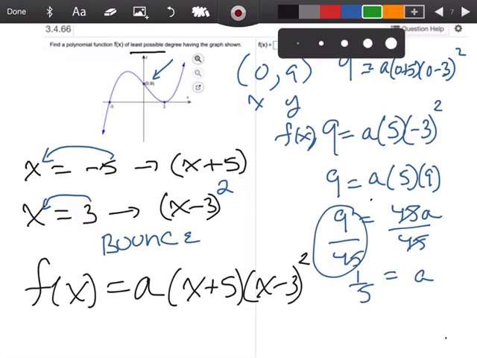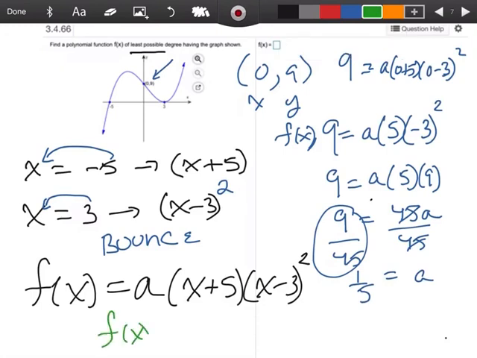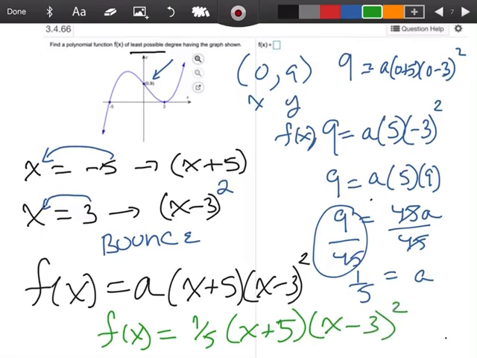So now my function is going to be f of x equals 1/5 times (x plus 5) and (x minus 3) squared.